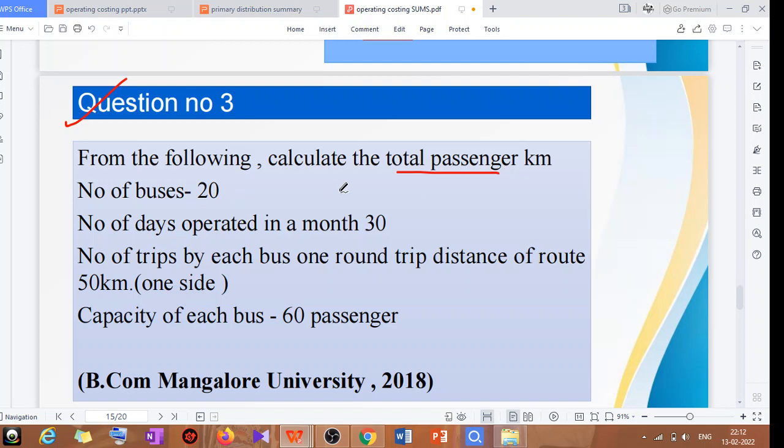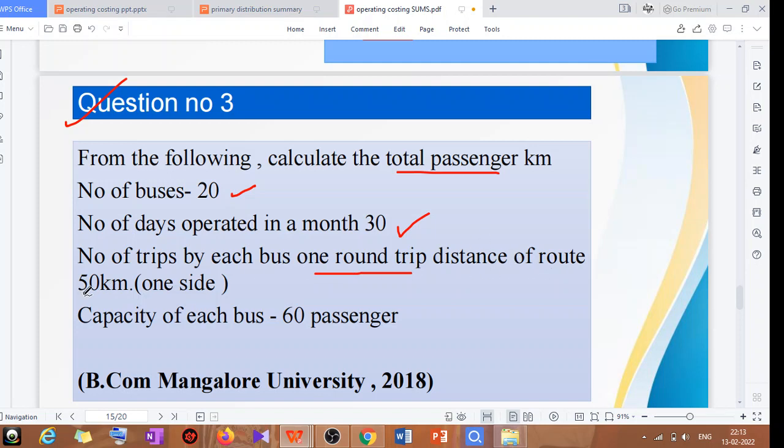Okay. So under passenger kilometer, remember there will be bus and there will be number of passengers, and the capacity. Clear. So number of bus, it is 20. Number of days operated in a month is 30. Number of trips by each bus, one round trip. That is round trip, it is 1.